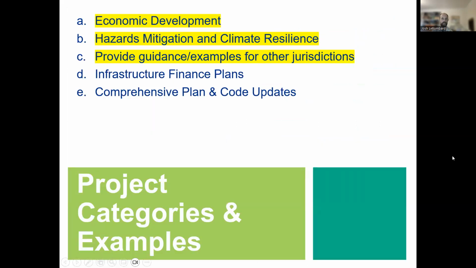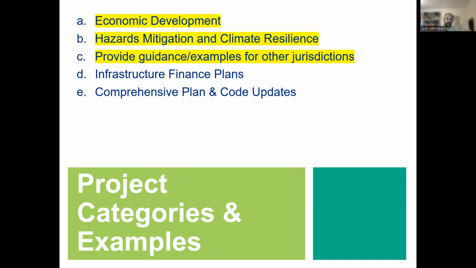So the 3 highlighted, so they should have been numbered 1 through 5, not A, B, C, D, E. But these are the 5 priorities that I outlined earlier. The top 3 are highlighted because we're going to give a little bit more information on each one of those.